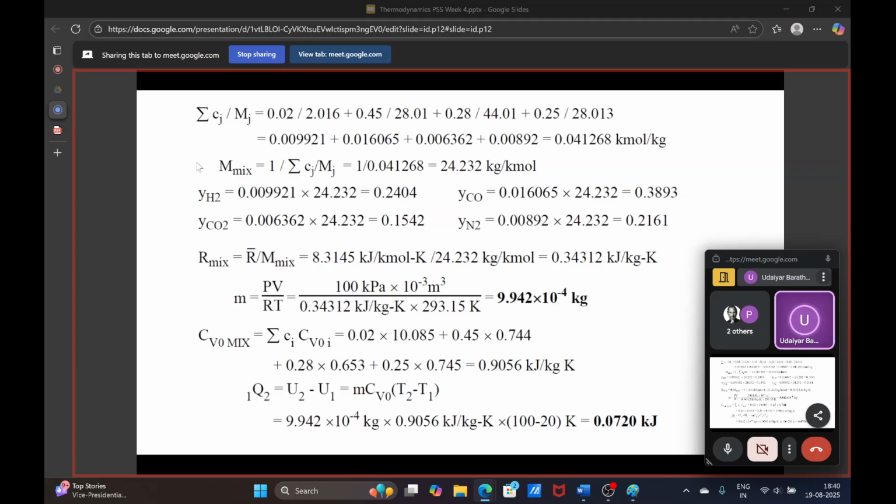So now the molar mass. This is in terms of mass fraction, so mass divided by molar mass. So 1 divided by the summation of mass by molar mass will give you the molar mass of the mixture. It will come out to be 24.232 kg per kilomole. So that is the molar mass of the mixture.